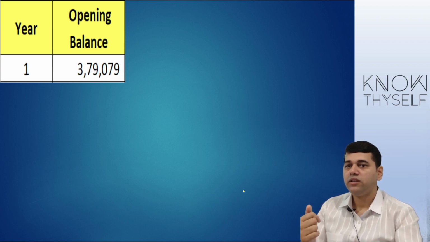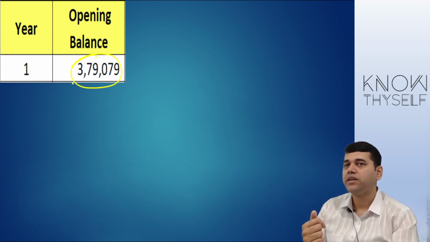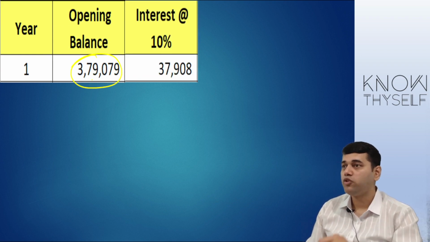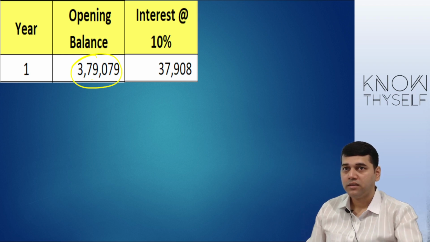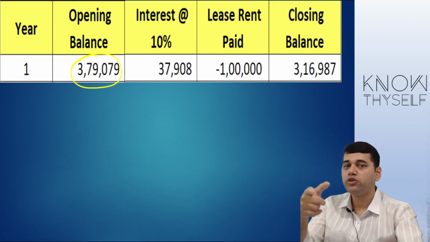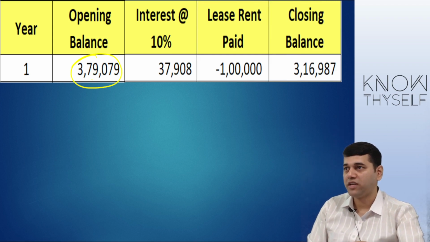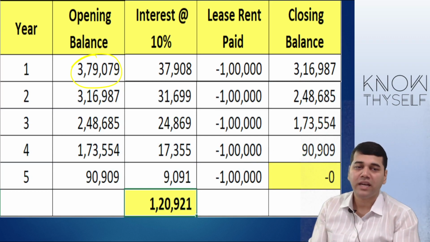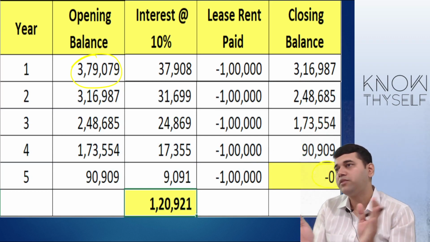Now, in year 1, this will become your opening balance of the lease liability, because initially you measured it. Interest expense is going to come at the rate of 10%. The amount you have paid, 1 lakh, you deduct as lease rent, the contractual cash flow, and you get a closing balance. Like this, you prepare an amortization schedule. At the end of the 5th year, the lease liability has become 0.